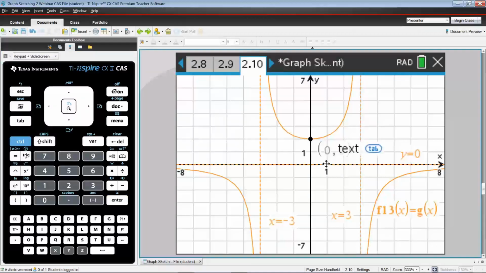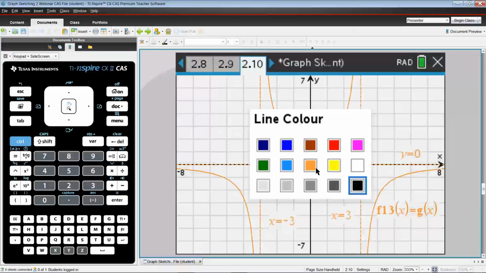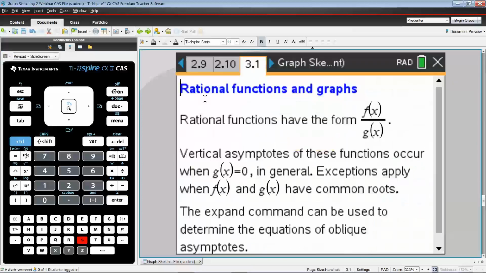Okay, so there we go. We've now got the y-intercept and turning point labeled over there. Of course, I can change the color of the point to be orange in conjunction with the graph as well. Okay, so that's what the graph looks like. And we've done all the different features. We've placed them on the graph as requested.